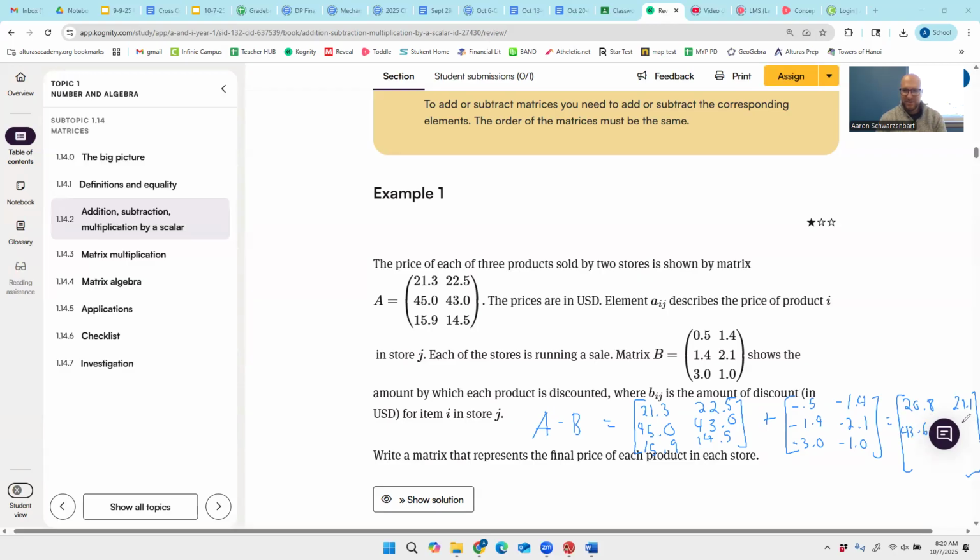Oh, it's 0.4, not 0.5. Yeah, I can do subtraction. You just have to be awake enough. 15.9 minus 3 is 12.9, and that one's really discounted. 14.5 minus 1 is 13.5. And there's our matrix.